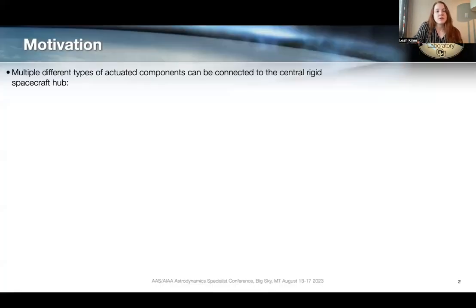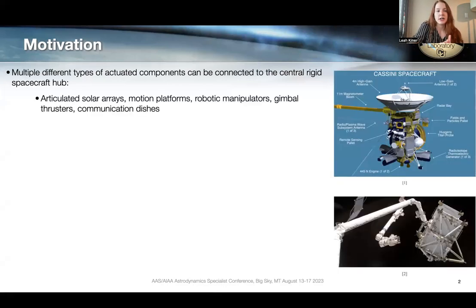So the motivation behind this work is the complexities arising from simulating different types of actuated spacecraft components that can be connected to the central rigid spacecraft hub. Some examples here are actuated solar arrays, motion platforms, robotic arms seen in the lower right figure, the Canadarm, gimbal thrusters, and communication antennas seen in the Cassini spacecraft.